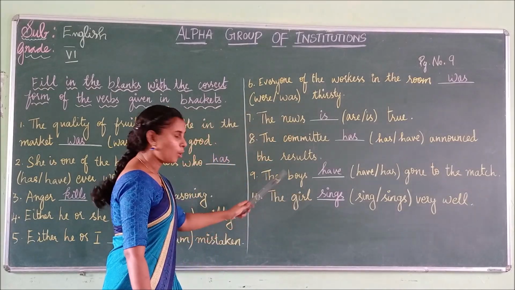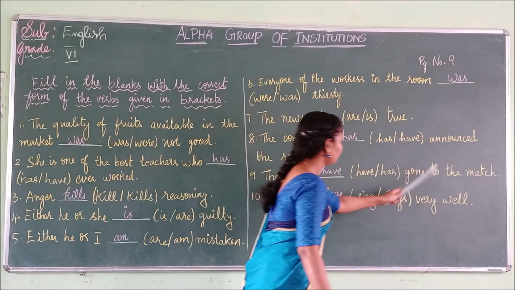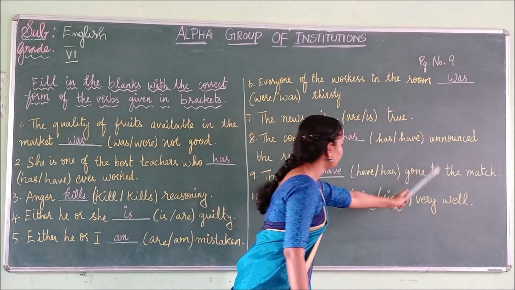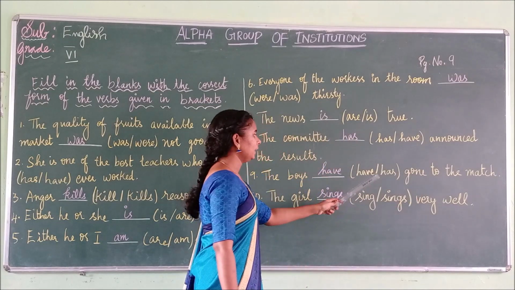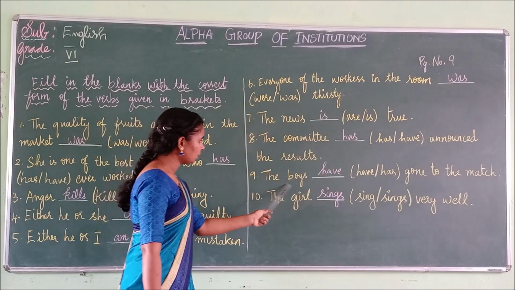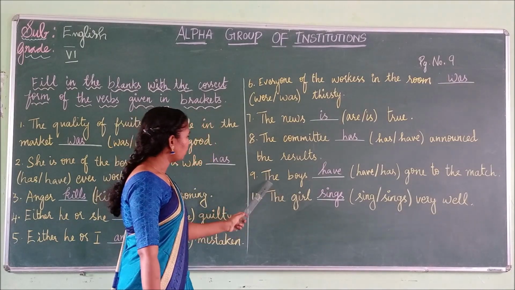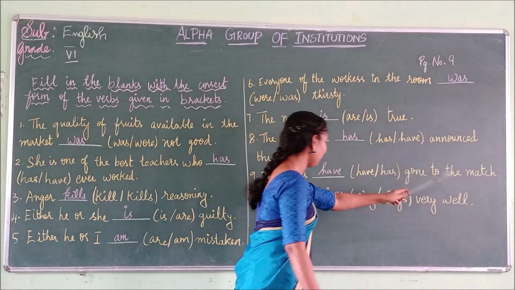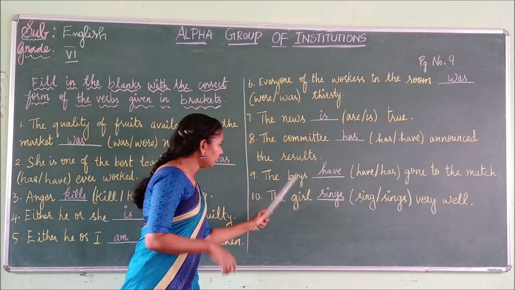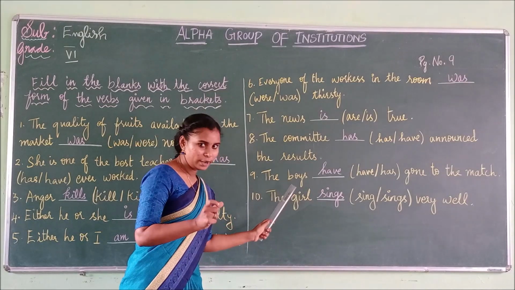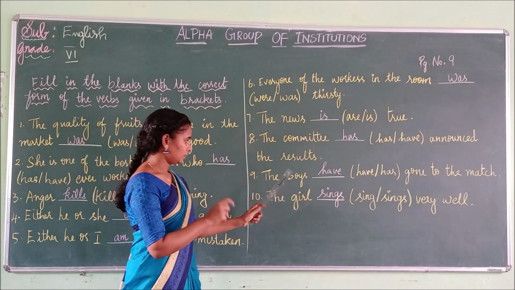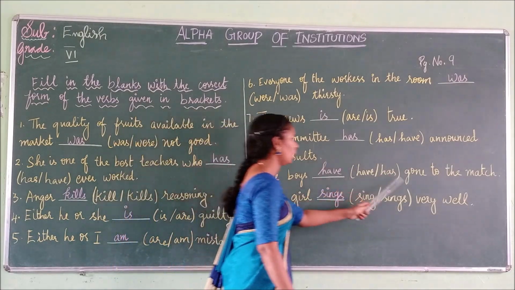Okay, next, the boys dash gone to the match. In the brackets you have got have and has. What is the answer? Have. Very good. Because boys is the plural form. So the boys have gone to the match. You should not use has here. When will you use has? If it is written here boy, then you would use has. But here it is written boys. So the boys have gone to the match.